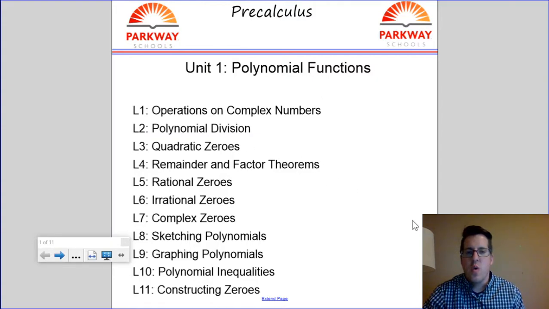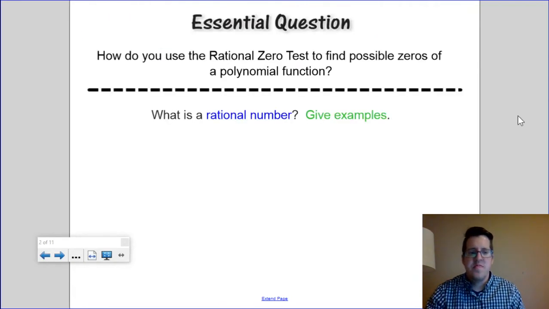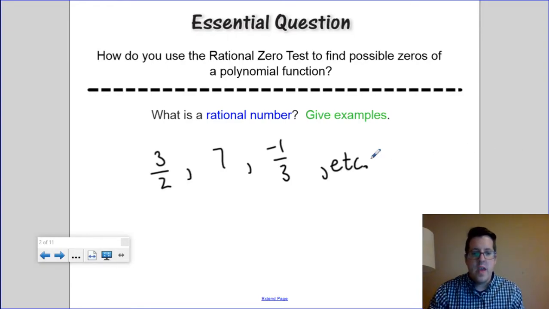This is Unit 1, Polynomial Functions, and we are in Lesson 5, Rational Zeros. Our essential question today is how do you use the rational zero test to find possible zeros of a polynomial function? Okay, our starting point here is what is a rational number? Give examples. A rational number is a number that is the ratio of two integers.